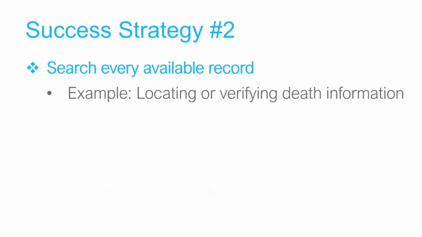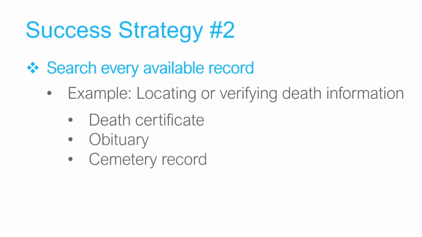Success strategy number 2 is to search every available record for each of your ancestors' life events. For example, if I wanted to locate or verify death information for my ancestor, I would search for a death certificate, an obituary, a cemetery record, and a funeral program or funeral home records. This would give me a well-rounded picture of the events that happened at the end of my ancestor's life.